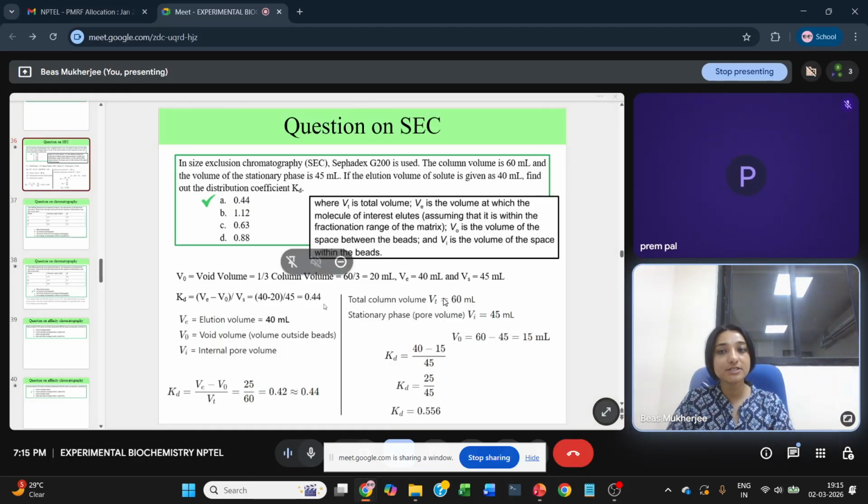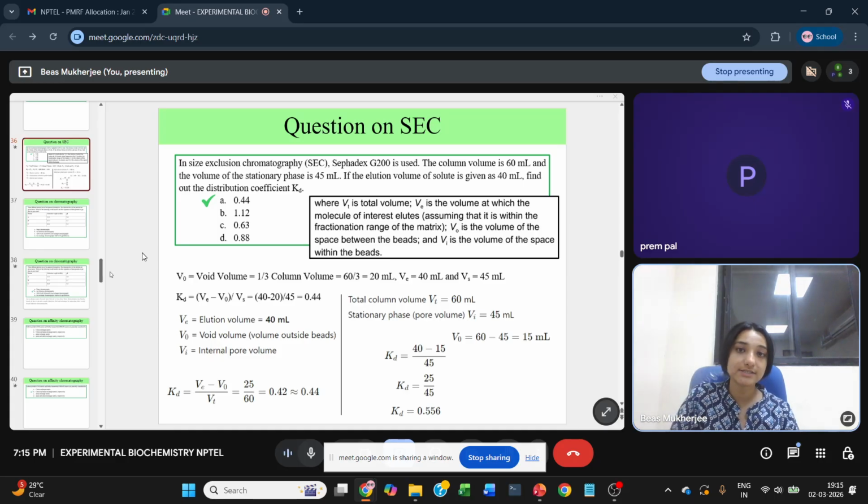So see, in this question, they are asking you, in size exclusion chromatography, the Sephadex specification is given, and the column volume is 60 ml. The volume of the stationary phase is 45 ml. So the column volume means the V total, okay, and the volume of the stationary phase is 45 ml. If the elution volume of the solute is 40 ml, we find out the distribution coefficient or KD.